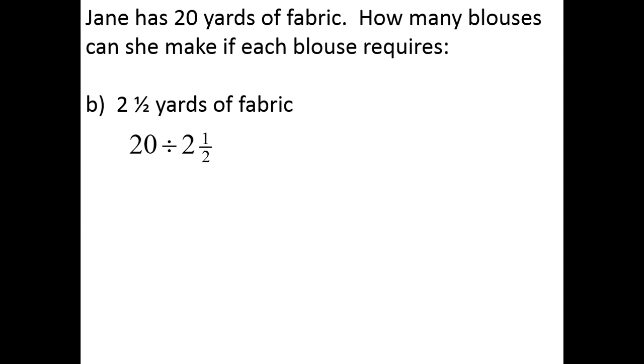Now 2.5 is a mixed number, so it might be easier to think of 2.5 as 5 halves. And in fact, it might be easier to think of the 20 as 20 over 1. That's because we know we can rewrite this division problem as a multiplication problem by saying 20 times 2/5. And now we can multiply these two fractions by multiplying numerators and multiplying denominators and then simplifying, and we have 8. So she can make 8 blouses.